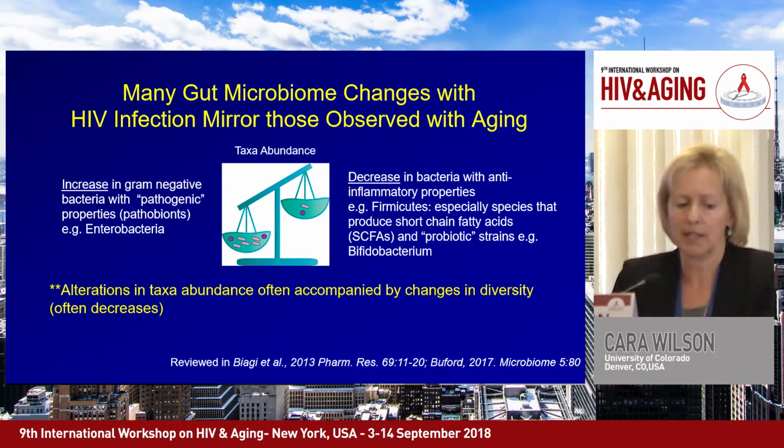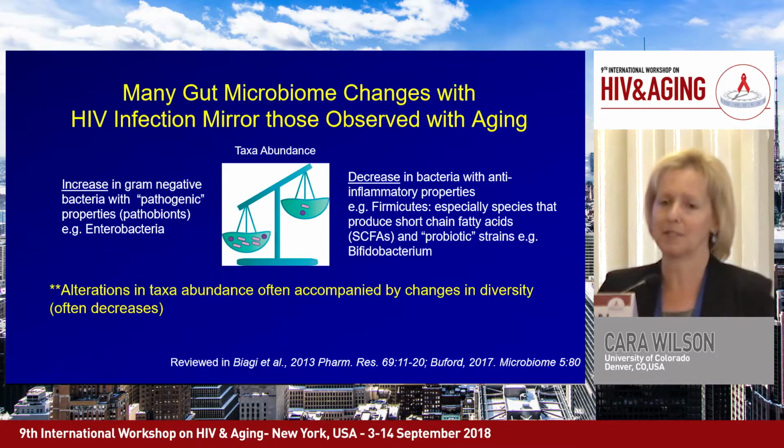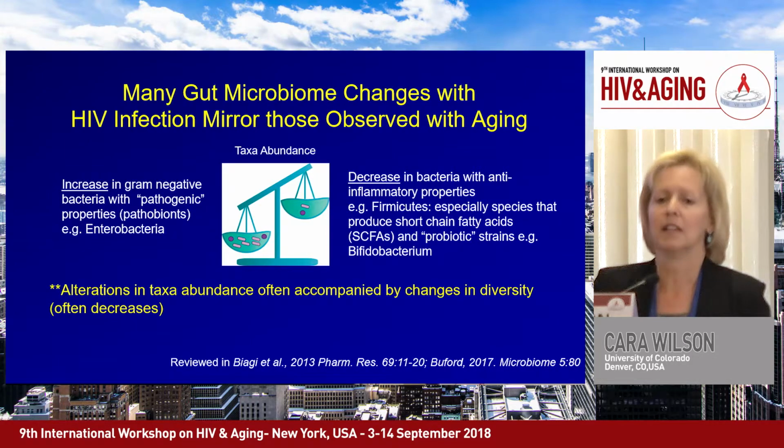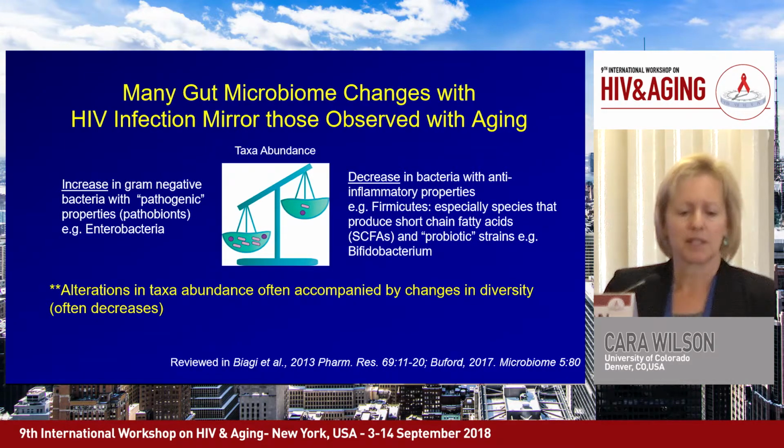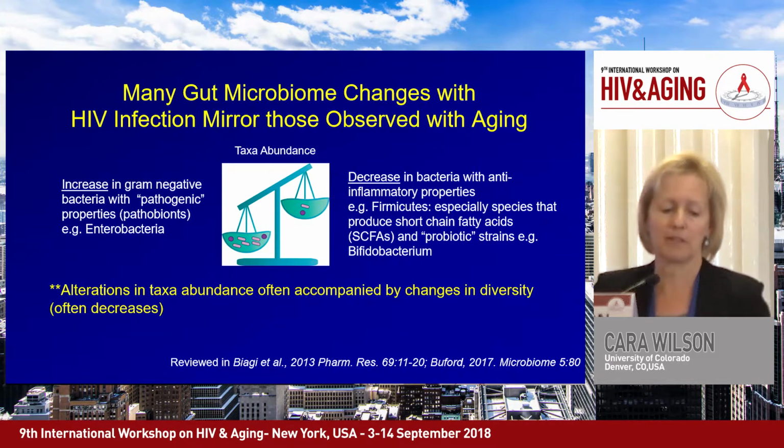So a lot of studies have been done independently looking at the microbiome and dysbiosis in HIV infection and in aging. I don't have time to go over all the specifics of those studies, but what I'd like to do is summarize some general trends and commonalities among them. In general, there tends to be an increase in gram-negative bacteria that have pathogenic properties.